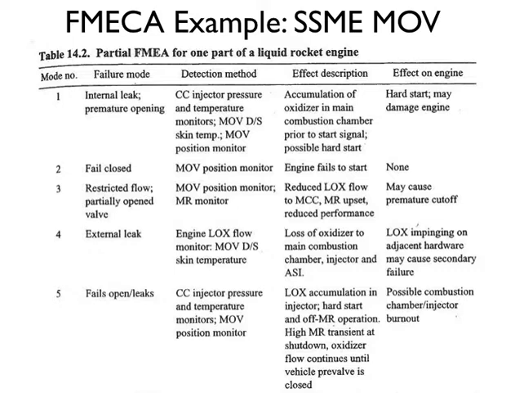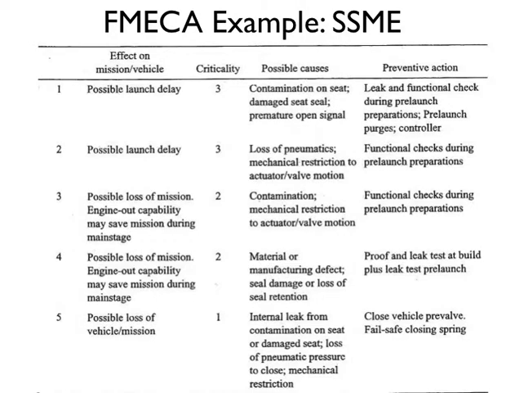This next page is going to continue on, so I'll continue to talk about mode 1, which is shown here, right? So this is a continuation. So we had the effect on the engine, and now the effect on the mission or the vehicle, which in this case is a possible launch delay. Now in this example, the criticality is shown as 3. It doesn't show the severity, and it also doesn't show the calculation behind the criticality, but we covered that earlier, so we can assume that they use that methodology.